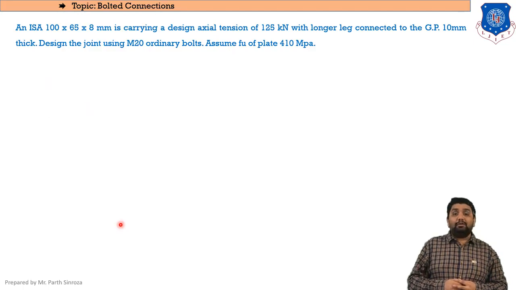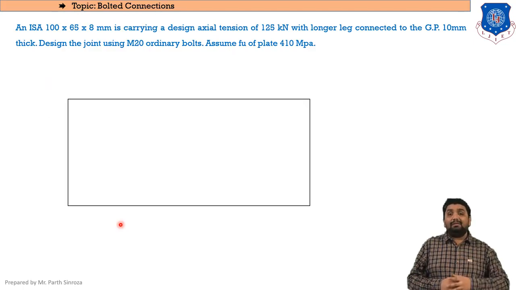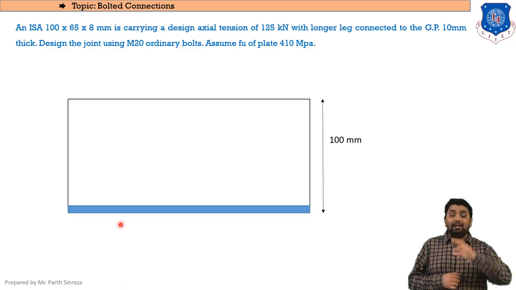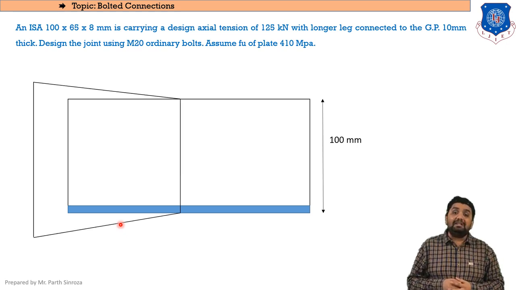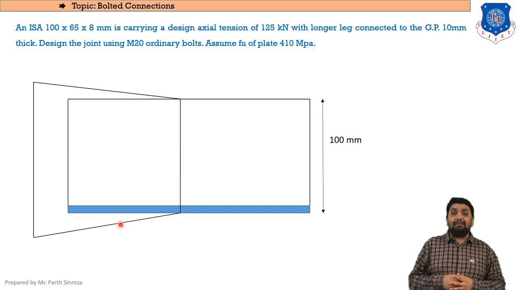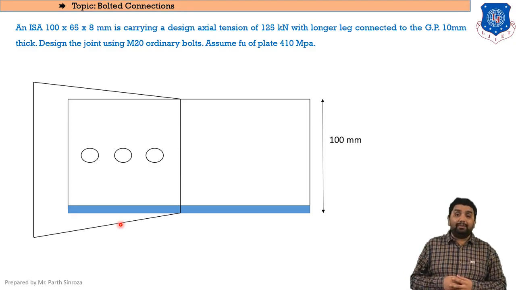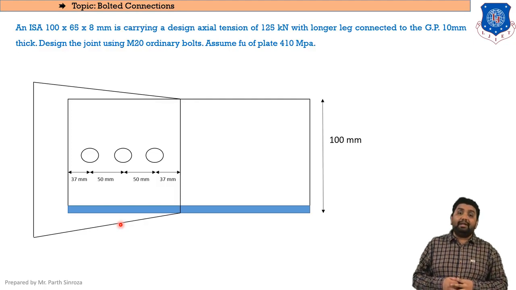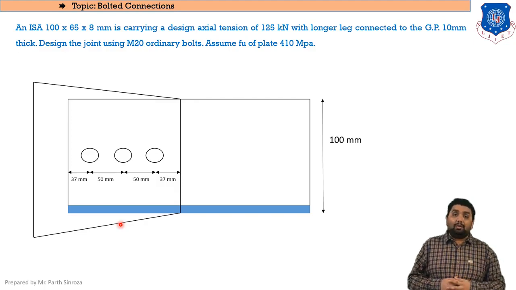Now referring to our final figure, this will be our angle section, that is ISA, that is mentioned, having connected leg 100 mm, which is connected to a GP, as you can see in the figure, and the number of bolts that you will be providing is 3. Clear? And so the final values will be the dimensions. The end or edge distance will be 37 in this case. You can round it off to 35, there is no issue in this case. And the pitch, that is center to center distance, will be 50 mm. Clear? So this was our second sum.